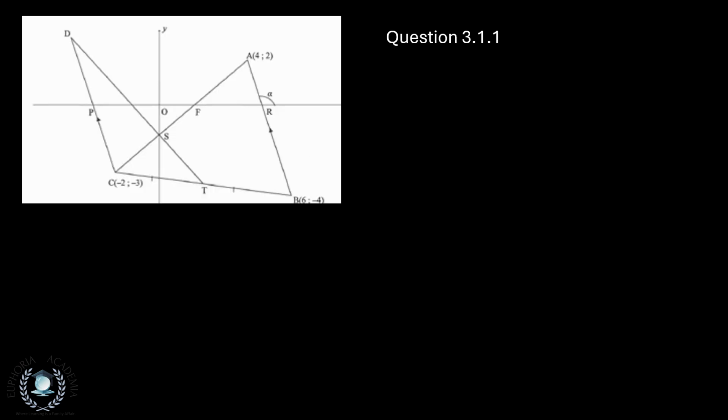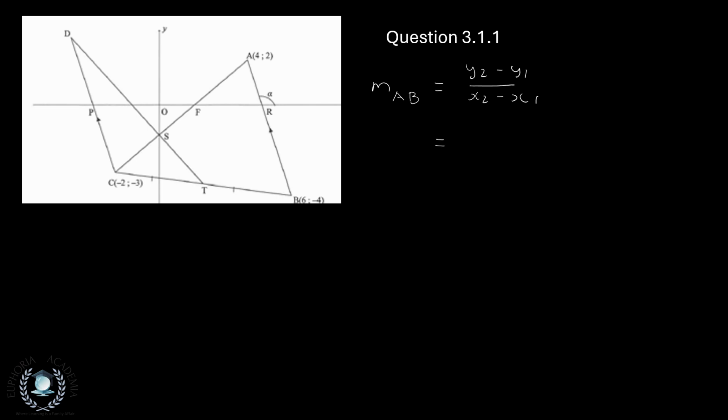For question 3.3.1, we're asked to find the gradient of AB. So let's get into it. Now, what's the formula of the gradient? The formula of a gradient is m, and in this case we're trying to find the gradient of line AB, is equal to y2 minus y1 over x2 minus x1. Now I'm using this formula because on line AB we have two known points.